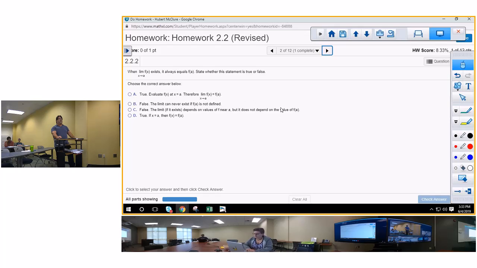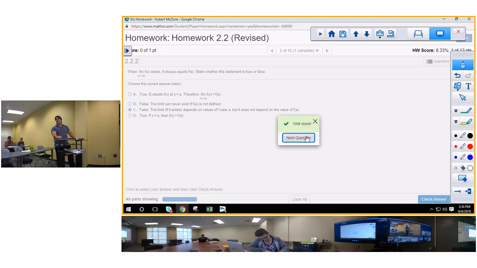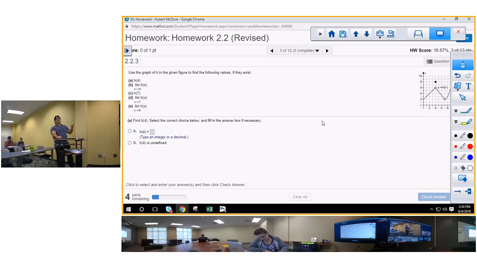Next question. Okay, here's where they start introducing the limits, and some of them are going to be very basic. And basically, when limit f of x exists, it always equals f of a. Okay, state whether the statement is true or false. Okay, true. Evaluate f of x at x is equal to a. Therefore, f of x, now remember, it's going to be approaching. Okay, the limit, if it exists, depends on values near. There you go. Thank you. I wish they would use the word approach, because approach is better.